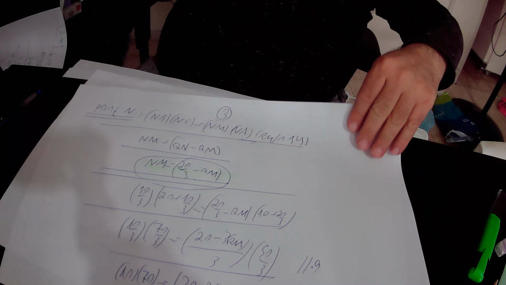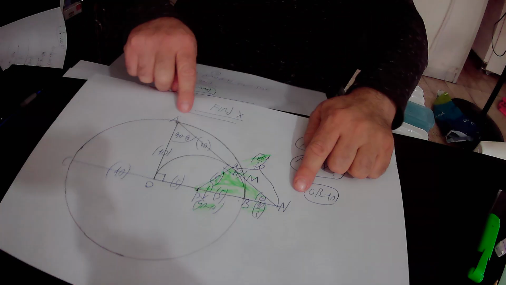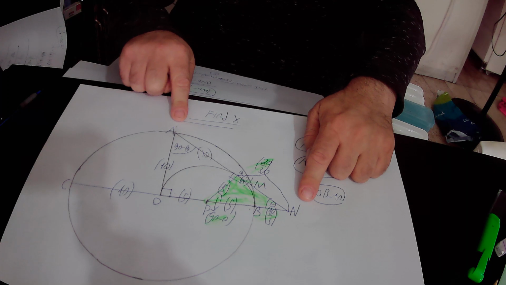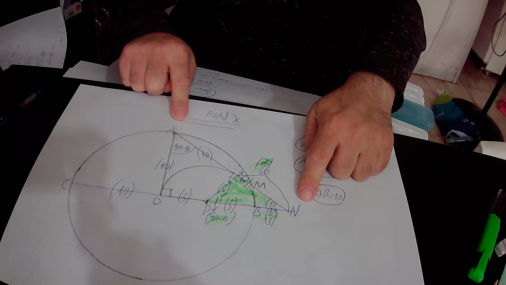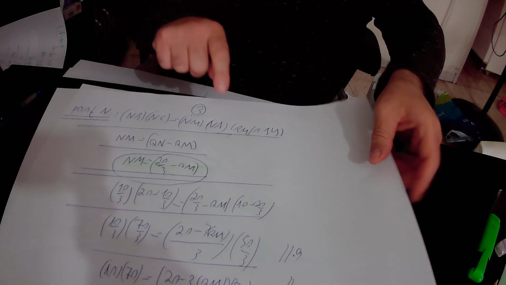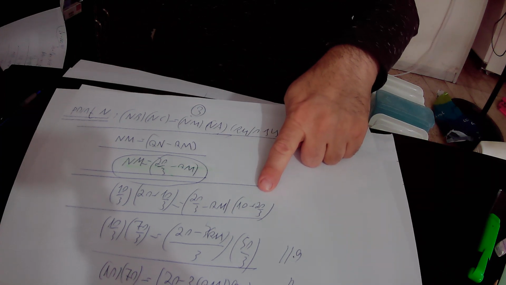What is the length of AN, or NA? AN equals AQ plus QN. That is to say, AN in total equals AQ, that is 10, plus QN, that is 20 over 3. So in total, AN equals 10 plus 20 over 3.